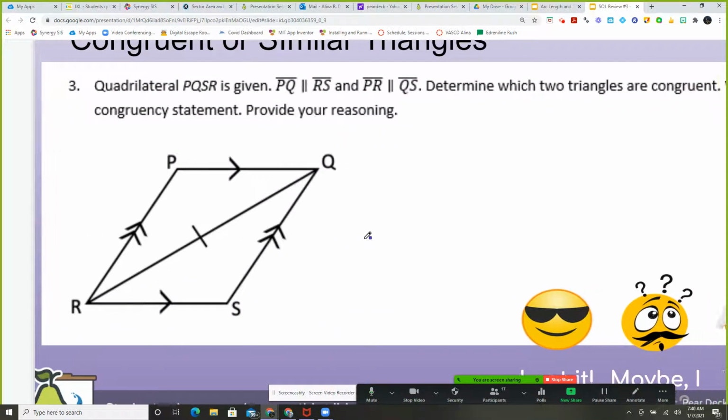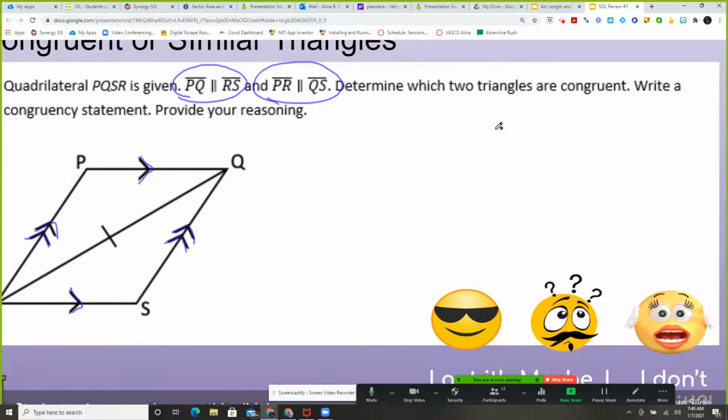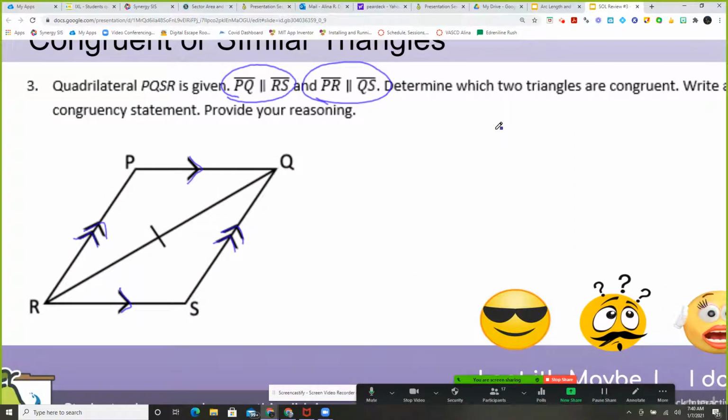Quadrilateral PQRS is given, and we know that PQ and RS are parallel, and PR and QS are parallel. Luckily here, those are shown. Determine which two triangles are congruent and write a congruency statement.